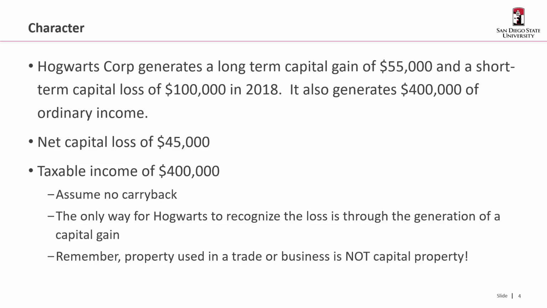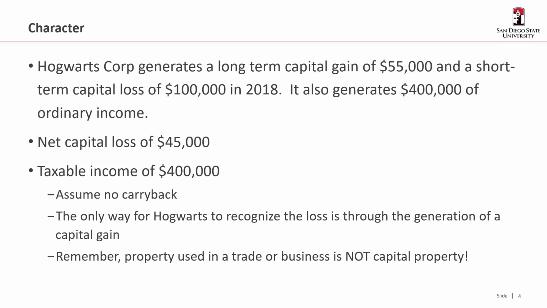So here's a quick example of corporations, and I promise we'll try not to deal with them ever again. Hogwarts Corp generates a long-term capital gain of 55, short-term capital loss of 100,000 in 2018, and 400,000 of ordinary income. So when I take the 100 and the 55 and net them together, I get a net capital loss of 45. Because a corporation can't do anything with that, their taxable income remains 400,000. Of course, I've assumed no carryback. Really, the only way for Hogwarts to ever recognize a capital loss is through the generation of a capital gain.